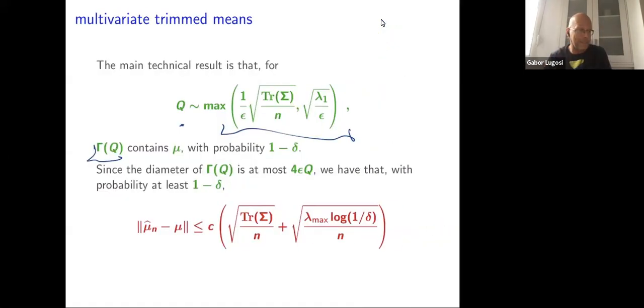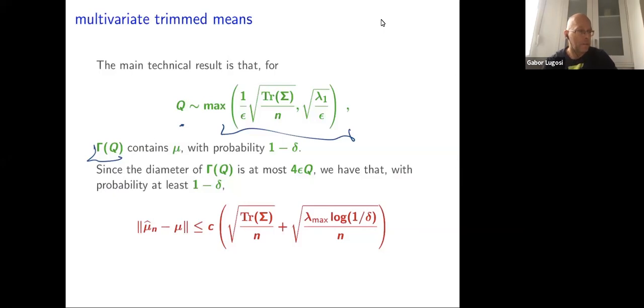So if mu is in this set, then the estimator is at most this distance to the mean, and that is exactly of the sub-Gaussian form. Okay. So I don't have time to go into the proof of this, but this is again an empirical process type of proof, to show that the intersection of these slabs, for the correct choice of q, contains the mu, contains the true mean.